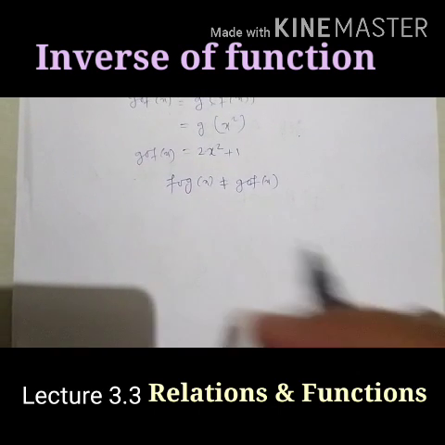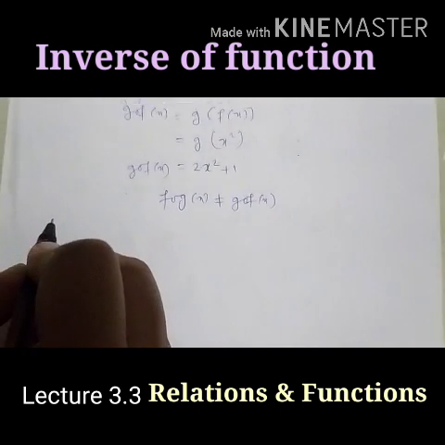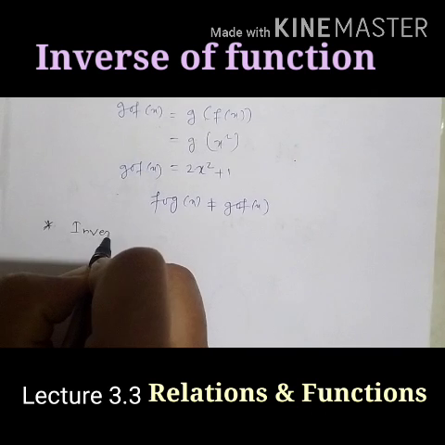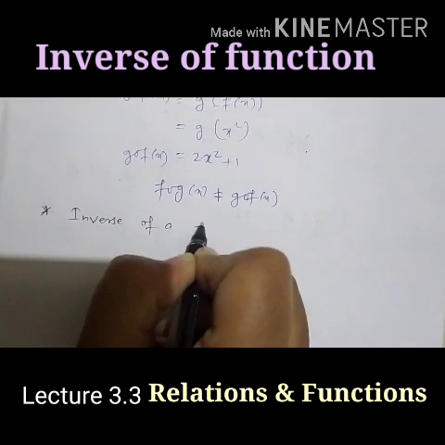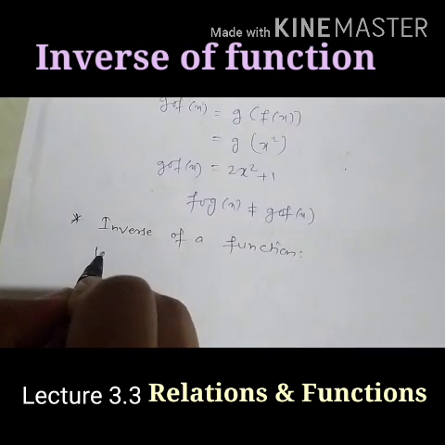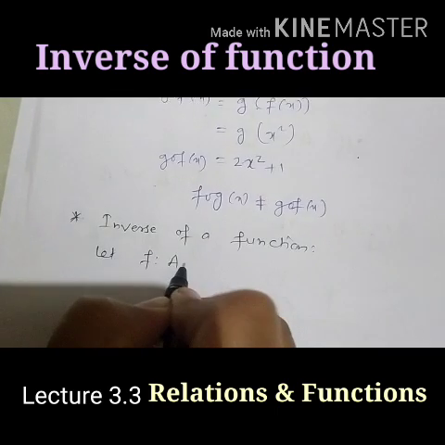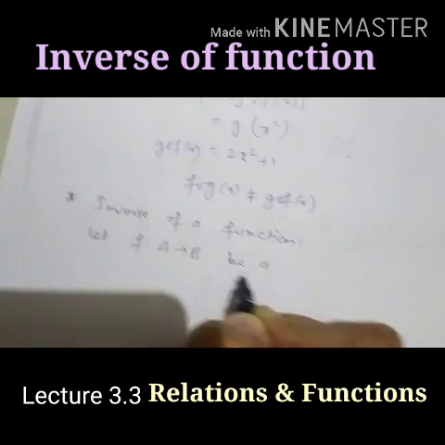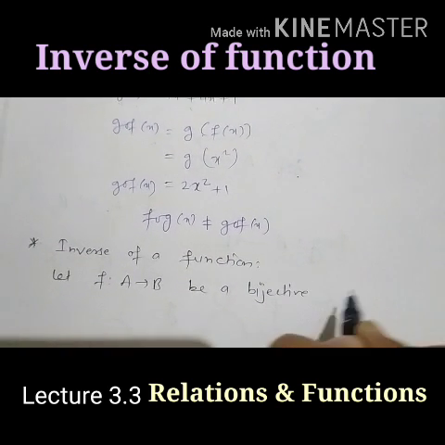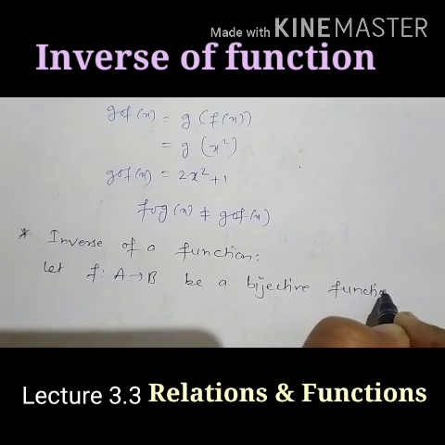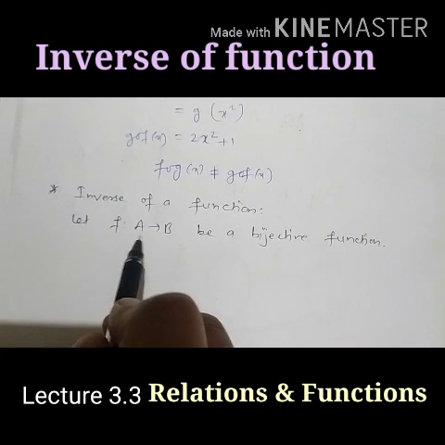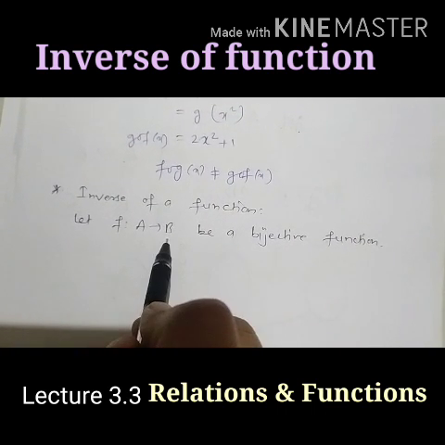Now the last topic from this chapter is inverse of a function. Inverse of a function. Let f from A to B be a bijective function. Already we have discussed the bijective function. A bijective function is nothing but a 1-1 and onto function. F is a 1-1 function and f is also an onto function.